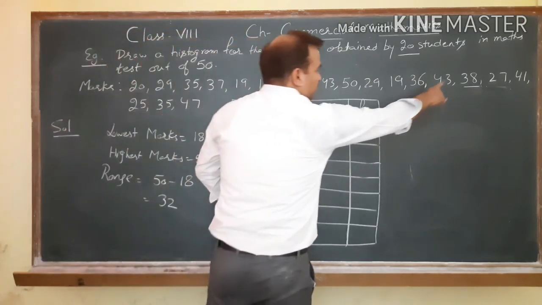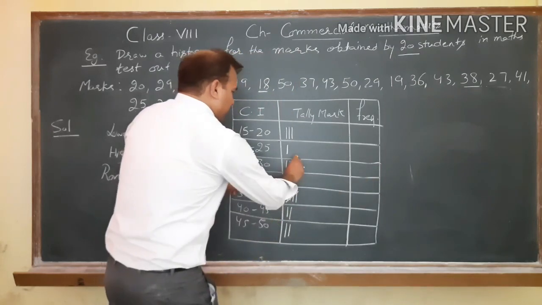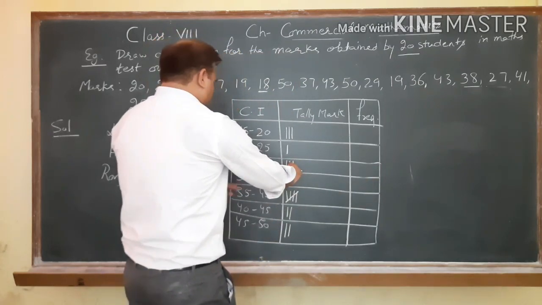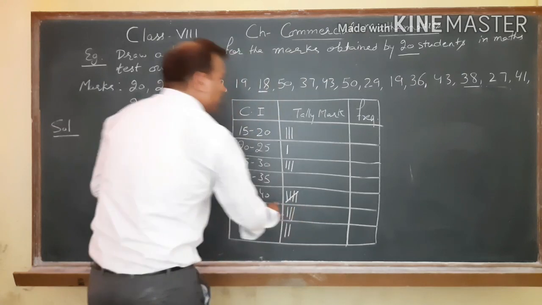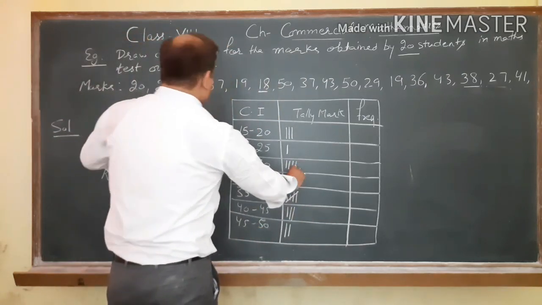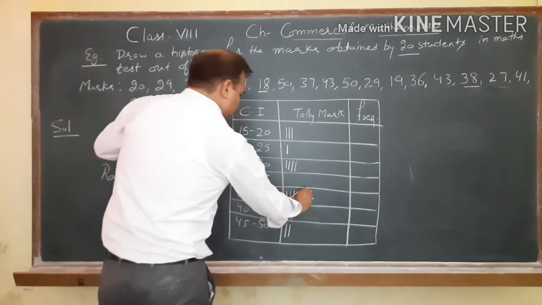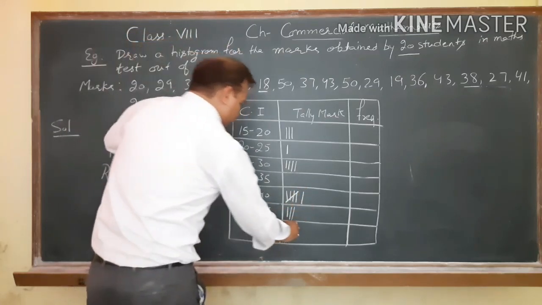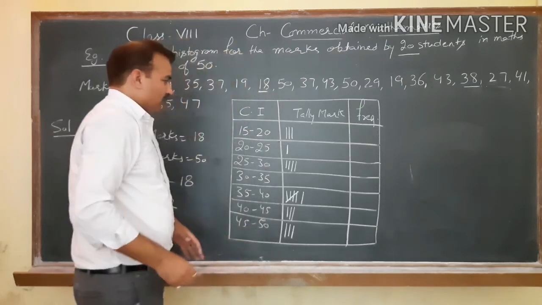Now, after 38, next 27 will come in this one, then 41 will come in this one, then 25 will come in this one, then 35 again will come in this one, then 47 will come in the last.